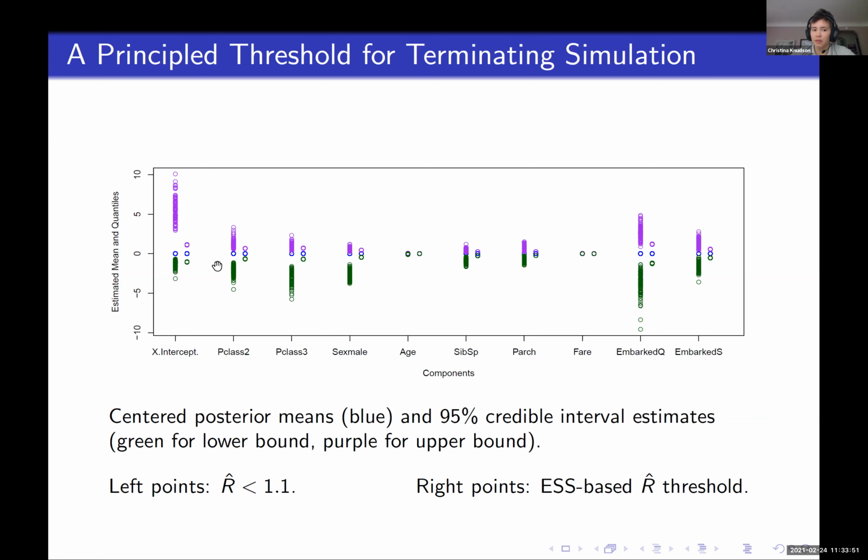So what we can see in this is the blue dots do have variability, more variability in the left set of points than the right set of points. But when we look at the 95% credible intervals, that's where we see a lot more variability coming in the left set of points. So for example, if we look at this second class coefficient, the purple dots in the left set of points have a lot more variability than the purple dots on the right set of points. And again, that's just because running until we hit r hat less than 1.1 is going to be not as good. It's just going to produce less stable credible intervals than if we ran until we hit that ESS based termination threshold.